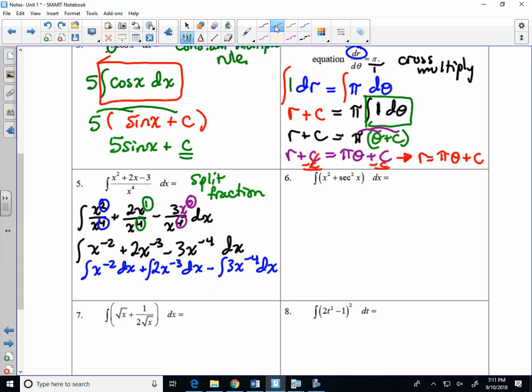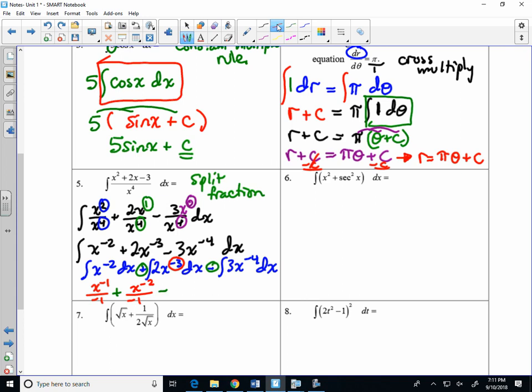X to the negative second, increase that by 1, you get x to the negative first, divide by the new exponent, so divide by the negative 1. Increase the negative 3 by 1, you get x to the negative second. Divide by the new exponent. The new exponent is negative 2. 2 divided by negative 2 is negative 1. I'm going to carry down that plus sign that was there. I get a minus sign to carry down over here.